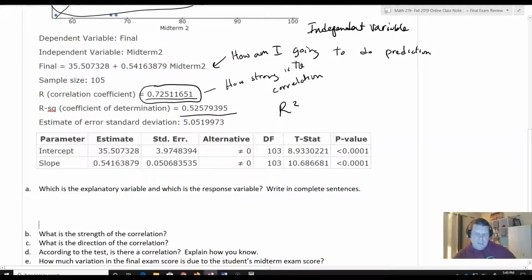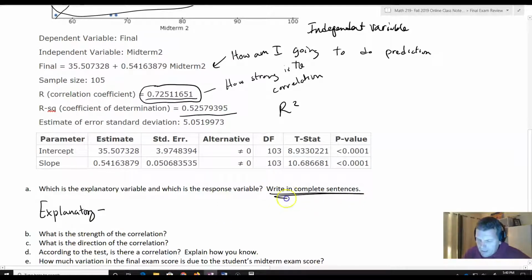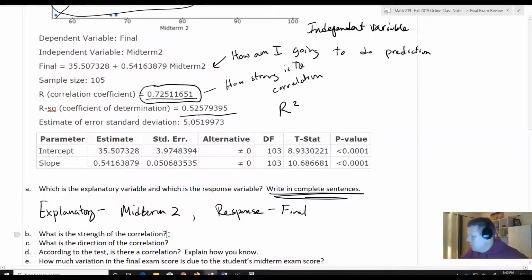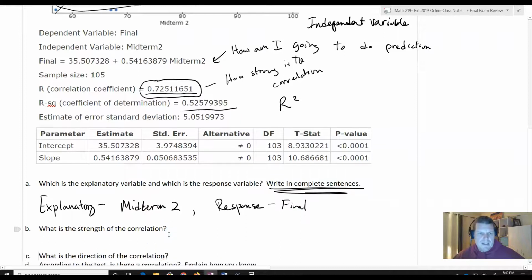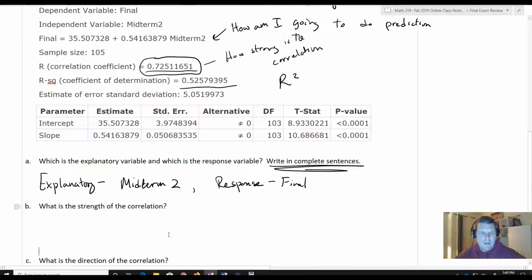All right. So now we actually answered some of these questions already. So my explanatory variable, now you'd write these in complete sentences, please notice. The explanatory variable will be midterm 2, and my response variable will be the final. Next up, I've got my strength and my correlation. We've done some work with these before, and you'll notice that r is going to tell me my strength and my correlation.